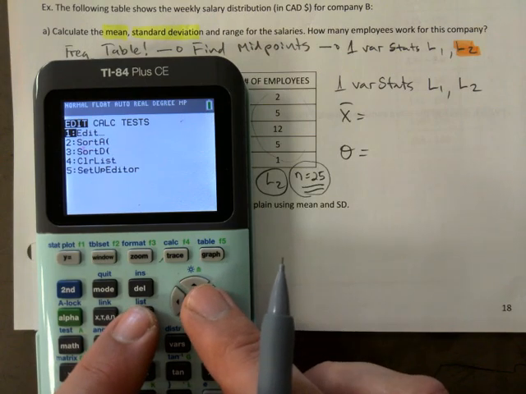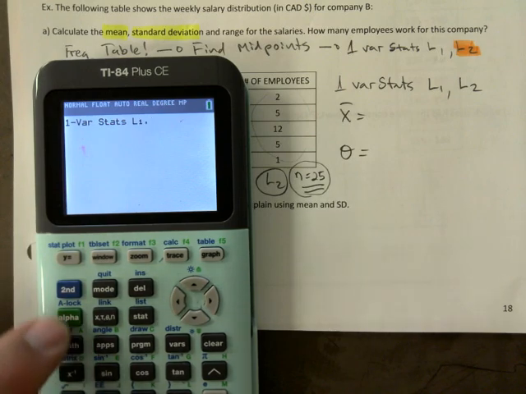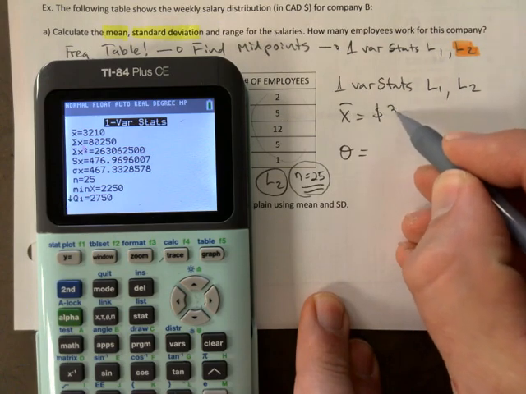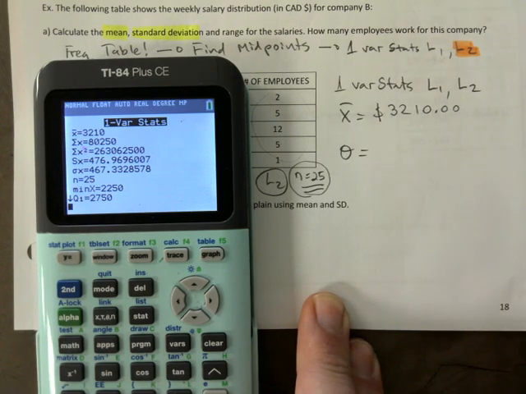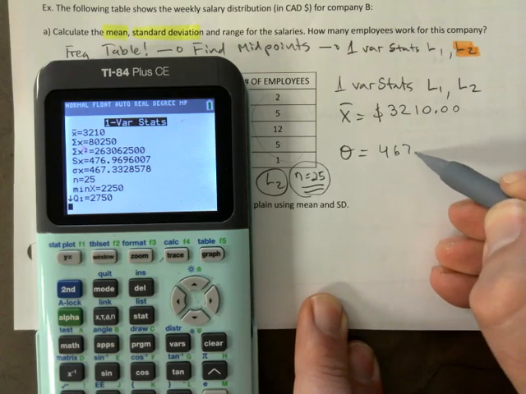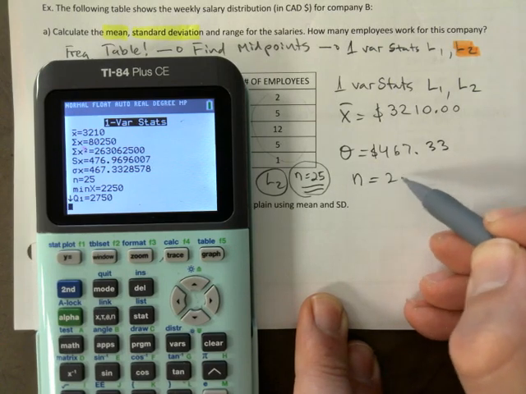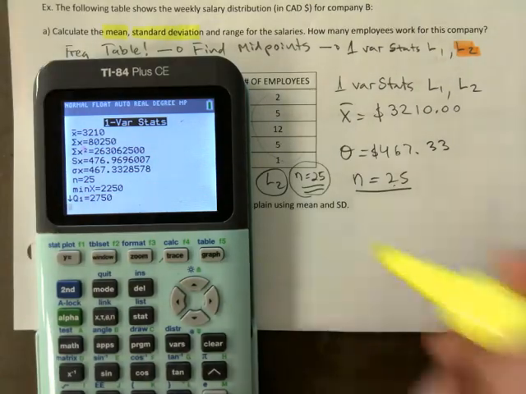So stat, calculate. One variable stats. We'll never use 2 variable stats in this course. Never. So it's always one variable stats. Second 1, comma, second 2. There it is. The average income is $32.10. The standard deviation for this company is $467.33. I will write down N is 25, just to make sure you see that it's matching.